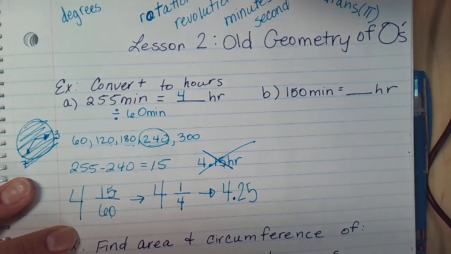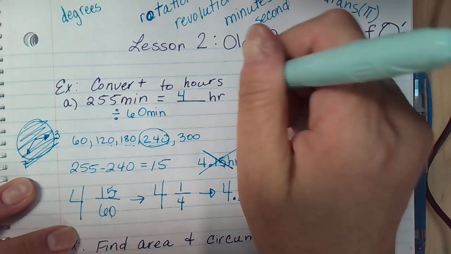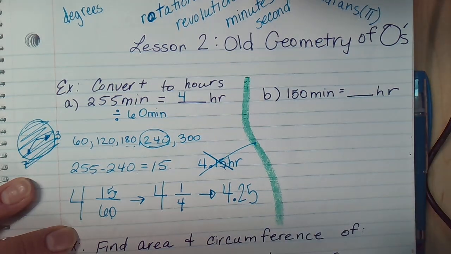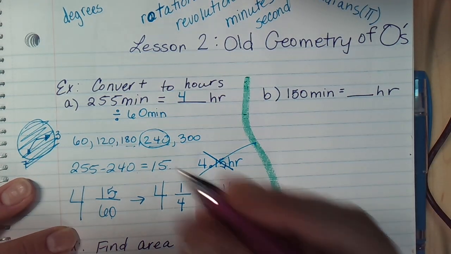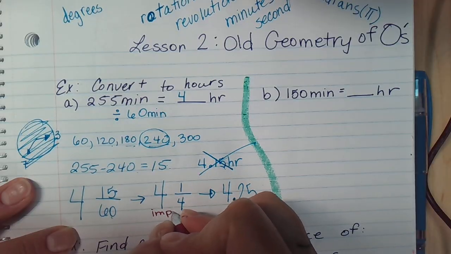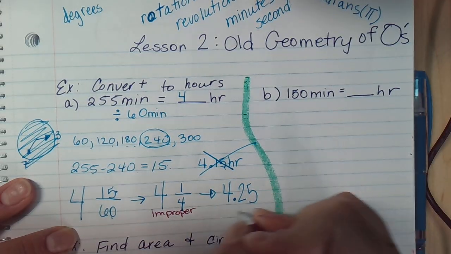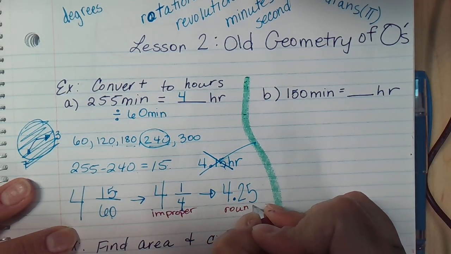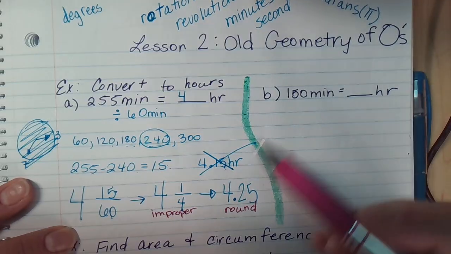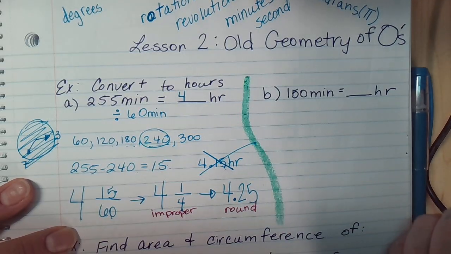Okay, so we converted it to hours. If it says improper fraction, use the 4 and the 1/4. That's what the improper is. If it says some kind of rounding, use 4.25. I think that's all it will say.